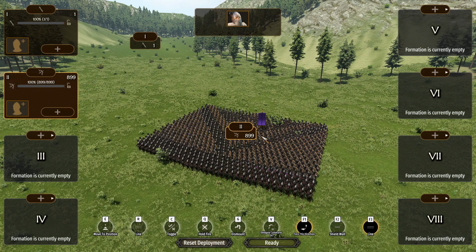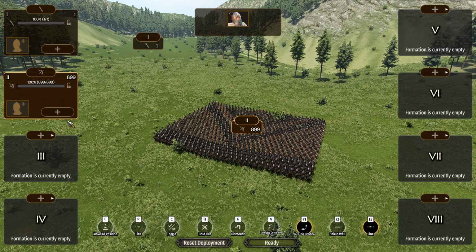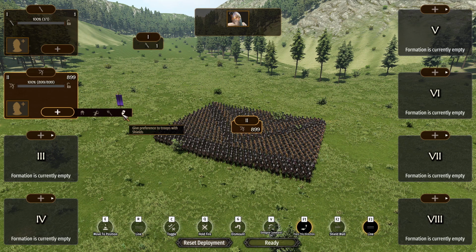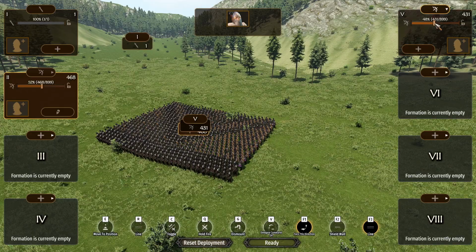Alright, and right now we are back with the Imperial units, because Imperial units have two options when it comes to range foot archers. One of them are simply archers, the other are crossbowmen. So in this one I'm gonna show you how to separate the crossbowmen from the archers, as long as they have a shield. It's a little bit trickier if they don't have a shield. The formation 2 is gonna have the shields, the formation 5 is not gonna have the shield.